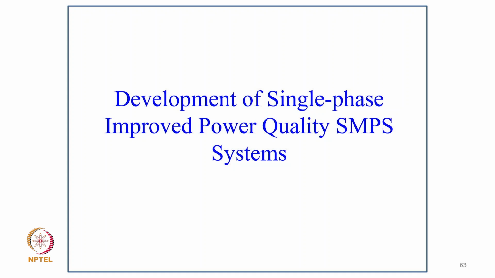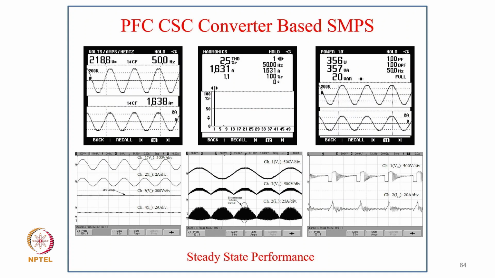Now coming to development of single phase improved power quality switch mode power supply system. Typically the configuration with a canonical switching converter is designed and developed here, and you see the supply current THD is only 2.5%. That was simulated, and this is the hardware, and you can see the input inductor current is in discontinuous current mode, but the capacitor voltage is in continuous conduction, and the switch voltage and switch current are there even for 350 or 360 volt, which is a reasonably large rating for a switch mode power supply.